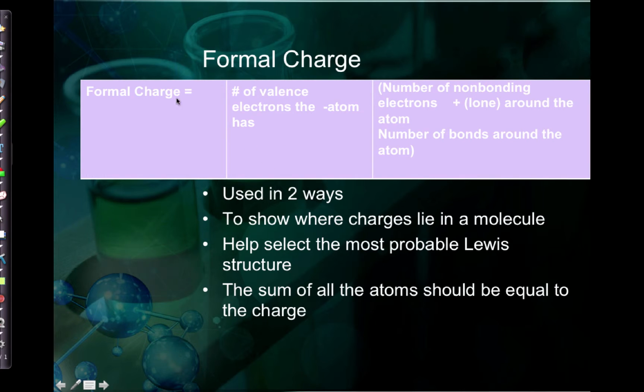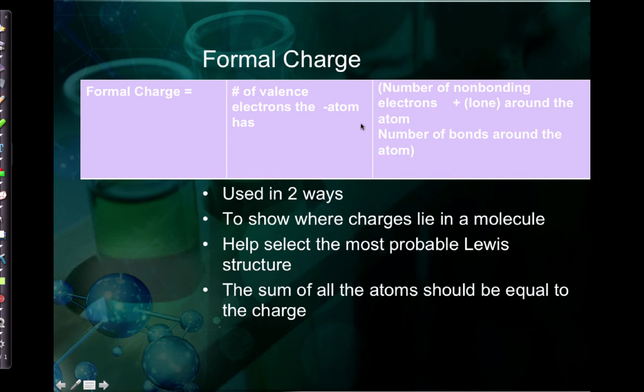All right, so formal charge is something that's used in 2 different ways. It's used to show where charges can lie in a molecule, and then it's also used to help select the most probable Lewis structure. So if you can have more than one Lewis structure, formal charge can help you pick the best one.